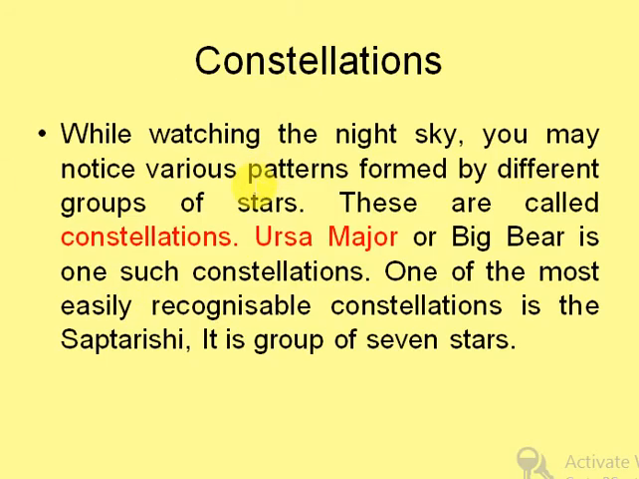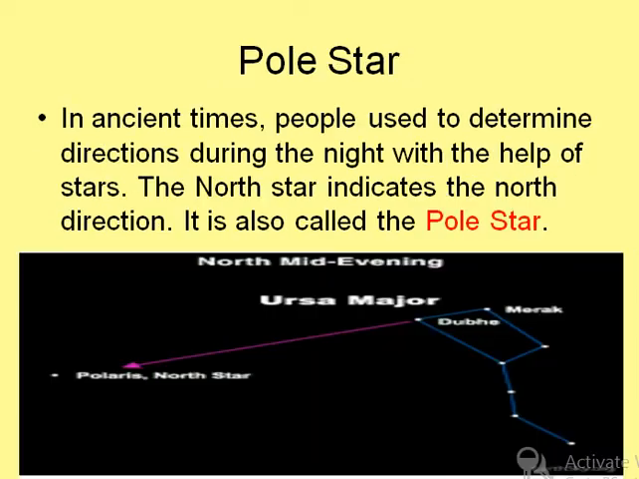So constellations we have learned about. While watching the night sky, you may notice various patterns formed by different groups of stars. This is called a constellation. The example I gave you, the Ursa Major, is a good example of it. This is the Ursa Major.